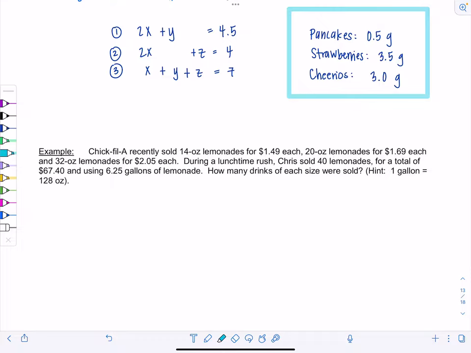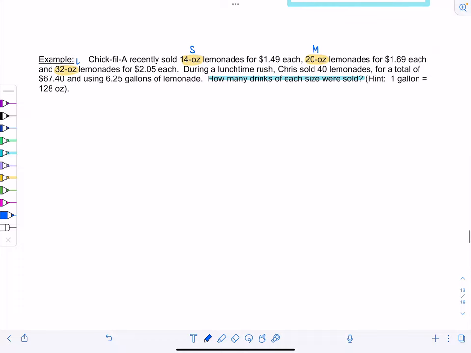Okay. So what are they asking us, just so we get a feel for what the quantities are? What should I let my variables represent? They want to know how many drinks of each size were sold. And we've got 14-ounce lemonades, 20-ounce lemonades, and 32-ounce lemonades. So I'm just going to call them small, medium, and large. We'll let X equal the number of small lemonades, Y the number of medium lemonades, and Z the number of larges. We'll worry about the ounces, gallon situation in just a bit.